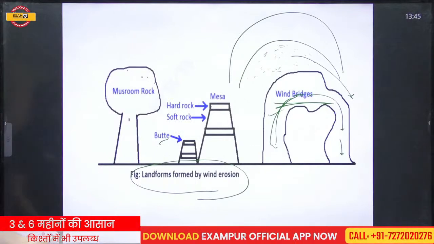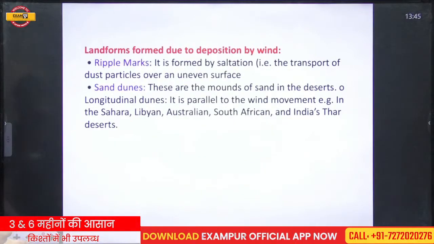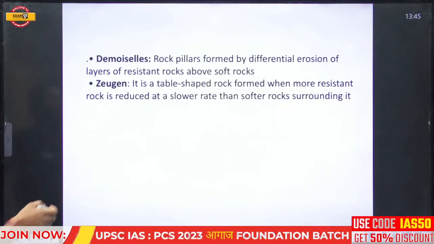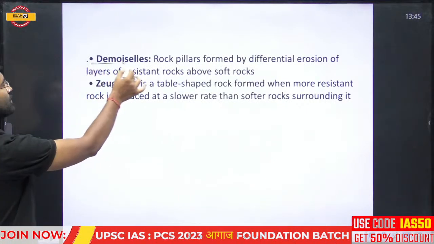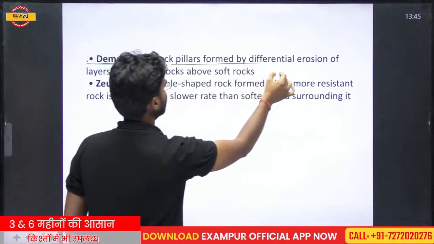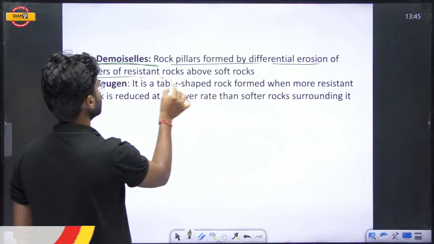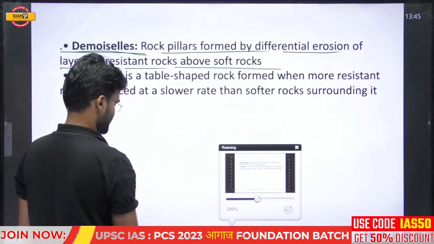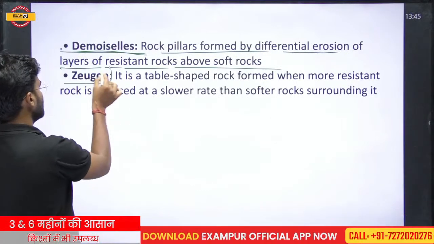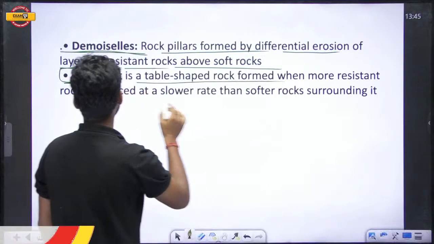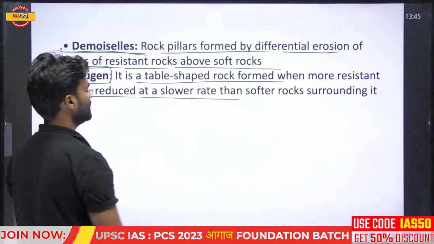Okay. The next structure is the demoiselles. The rock pillars formed by the differential erosion of the layers in the resistant rock above the soft rock. Okay, these are the structures. Zeugen, it is the table shaped rock formed when the more resistant rock is reduced at a slower rate than the softer rock.